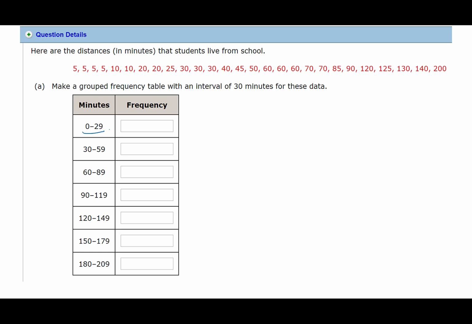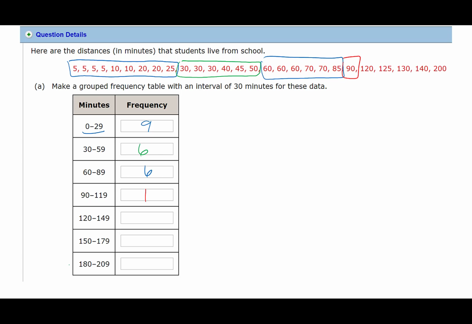The first interval is 0 to 29, and 0 to 29 are these numbers. And that's a total of 1, 2, 3, 4, 5, 6, 7, 8, 9. So we'll put a 9 in the box. The next interval is 30 to 59, which represents that group. There's 6 of those. Next interval is 60 to 89, which is here. There's also 6. The next interval is 90 to 119, which is only 1. 120 to 149 represents these 4. There is not a value that falls between 150 to 179, so we'll put a 0. And there's only 1 remaining value for the 180 to 209.